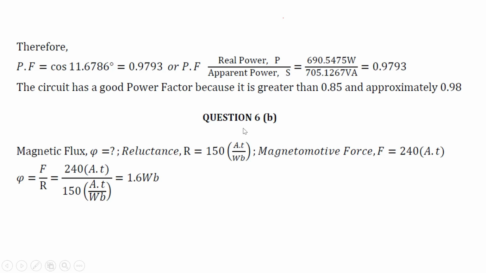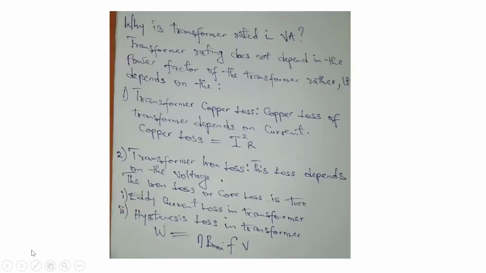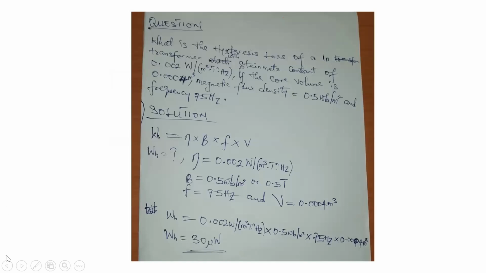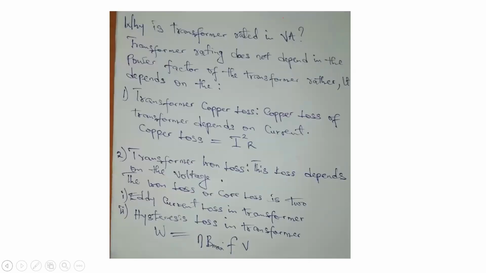Then for 6B, we have a magnetic flux, the reluctance, and we have a magnetomotive force, which is 240 over 150. And we have 1.6 Weber as our answer. I think this is the last part of it, but I will try to do one or two things here for those of you that missed the last class, the last physical class.